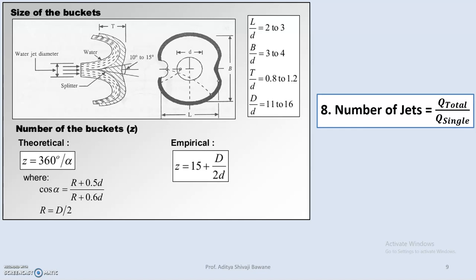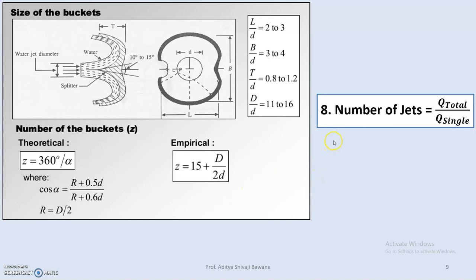Now to calculate the number of buckets, we have an empirical relation. Mostly for industrial purposes also they use this formula, Z equal to 15 plus capital D by 2d. In this case capital D by small d is nothing but the jet ratio, so 1 by 2 is nothing but 0.5. So 15 plus 0.5 m will be the formula for calculating the number of buckets, or it can also be calculated as Z equal to 360 by alpha. So how do we calculate alpha? Cos of alpha equal to (r plus 0.5d) by (r plus 0.6d), where r equal to d by 2.